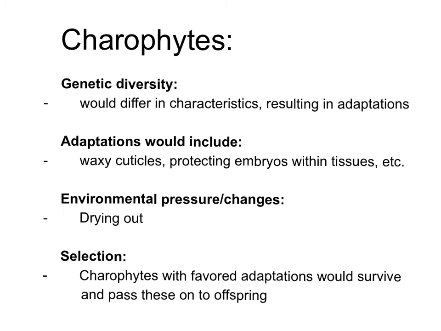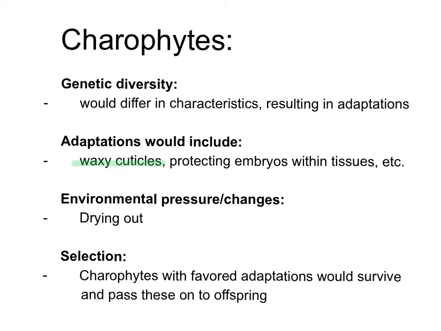And so some of those adaptations as a result of genetic diversity would have been things like waxy cuticles. So waxy cuticles is a layer around the epithelial tissue, so the outside, that would help trap water and prevent the plant from drying out.